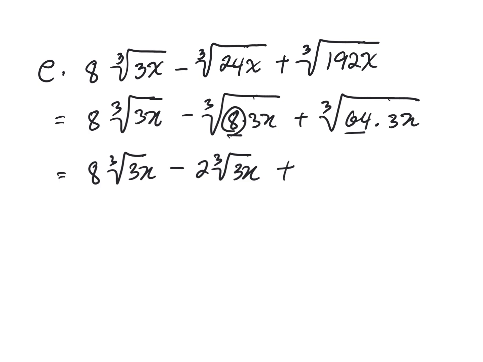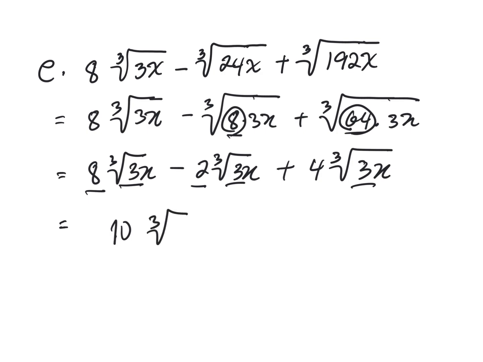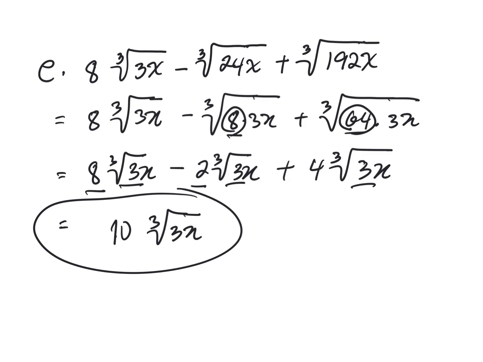And here, the cube root of 64 is 4. Okay, 3x. So the common or like terms here are only the cube root of 3x. Okay, 8 minus 2 is going to be 6. 6 plus 4 is 10 cube root of 3x. This is our final answer.